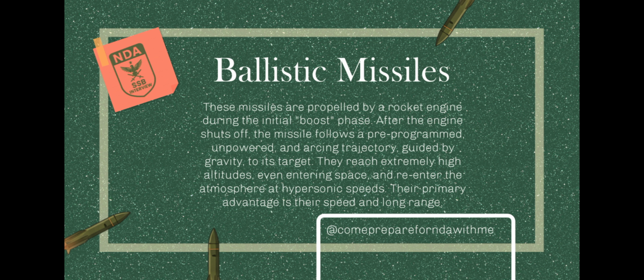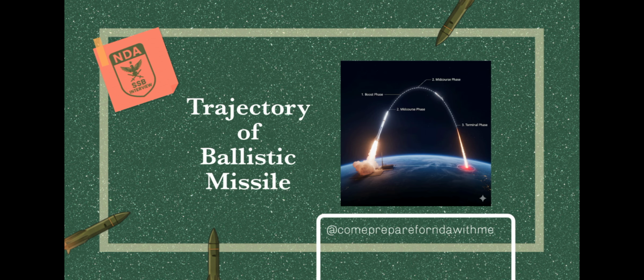Now, these missiles are simply those missiles that will go up high in altitude first and then come back to its target with the force of gravity and at hypersonic speeds. Their primary advantage is their speed and long range. So basically, the trajectory of the ballistic missiles looks like this: an upside parabola or an upside down U. So these are ballistic missiles.